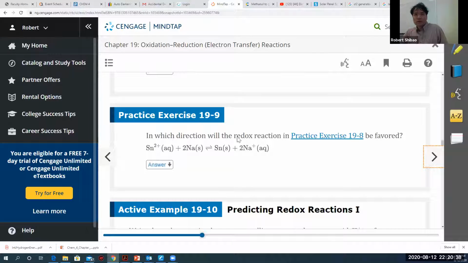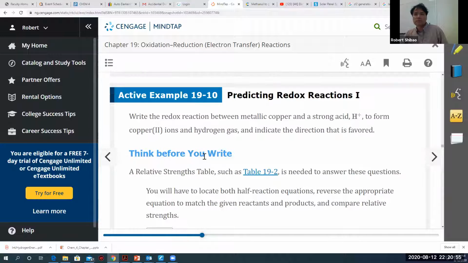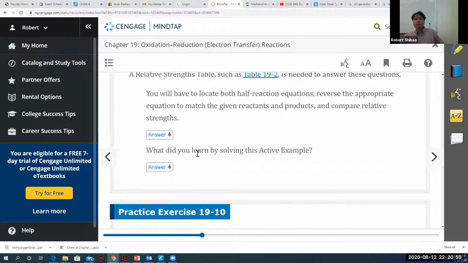In which direction will this be favored? So we compare tin 2 versus sodium ions. Well, tin 2 is a stronger oxidizer. And then we look at the reducers, sodium metal versus tin. Sodium metal is much more reactive. So this is going to be the forward direction for it. Okay, next.